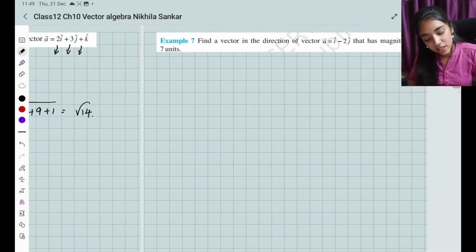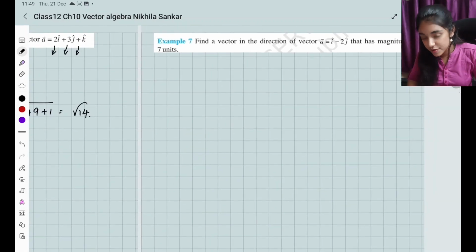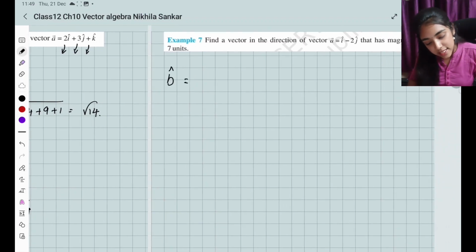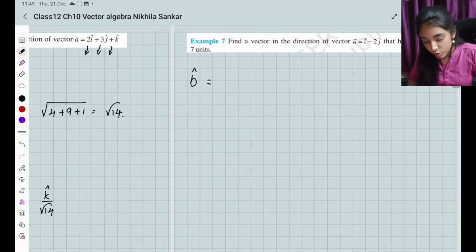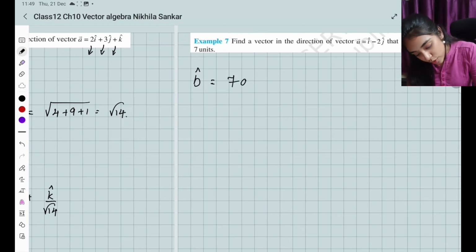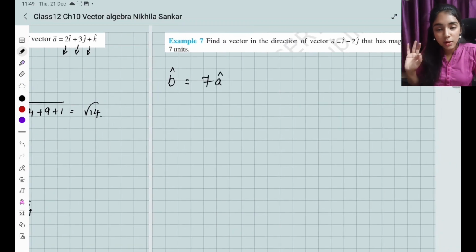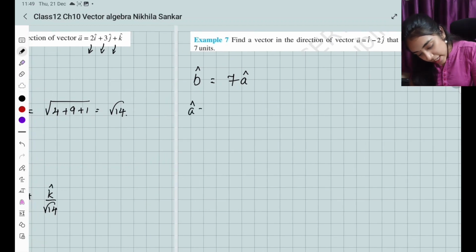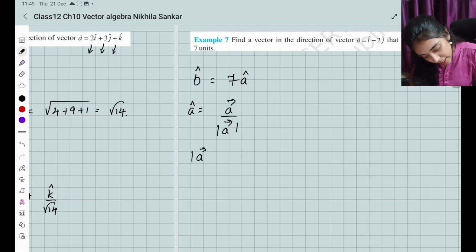So, find the vector in the direction of a that has a magnitude of 7 units. They are asking you to find a vector that has a magnitude of 7 units. அப்படினா என்ன அர்த்தம்? I have 7 units of the unit vector. First a ஓட unit vector என்னன்னு கண்டுபிடிக்கணும். அதை விட 7 units பெருசா இருக்கு, which is going to be my new vector. So, first a cap எப்படி கண்டுபிடிக்க போறேன்? A vector divided by the magnitude of a vector. இப்போ magnitude of a vector என்ன?